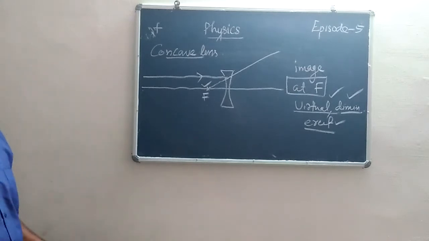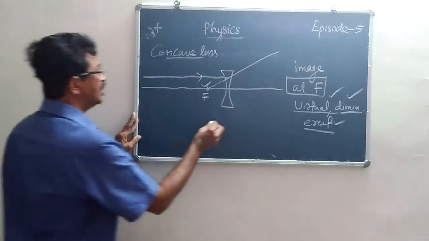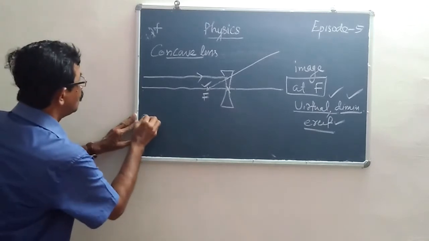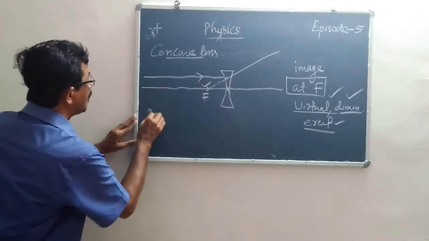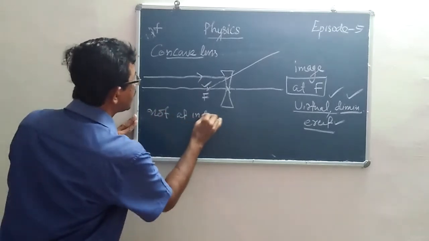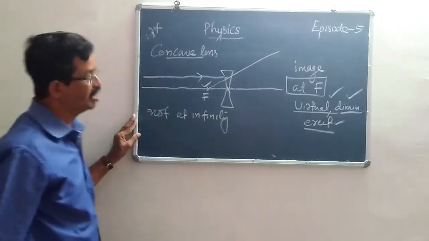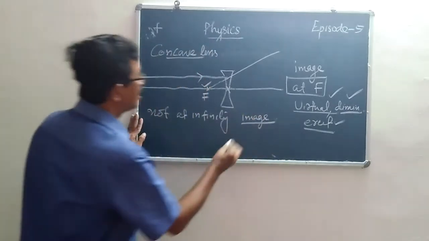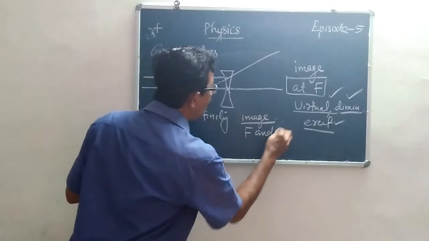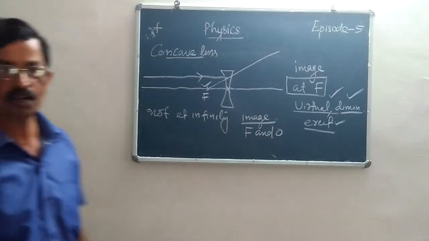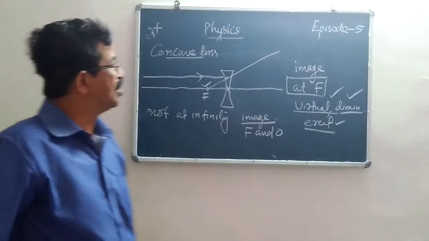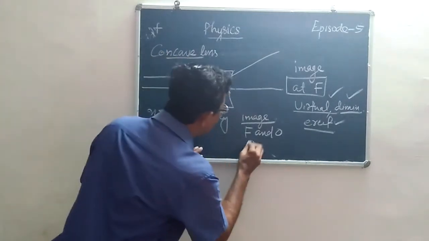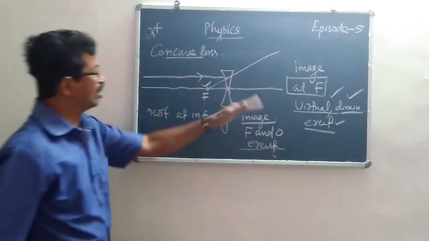If the object is not at infinity but at a large distance, then the image will be formed between F and O. If we now place the object not at infinity, then where do we get the image? The image position is between F and the optical centre O. It is also virtual. Diminished, virtual, and erect.